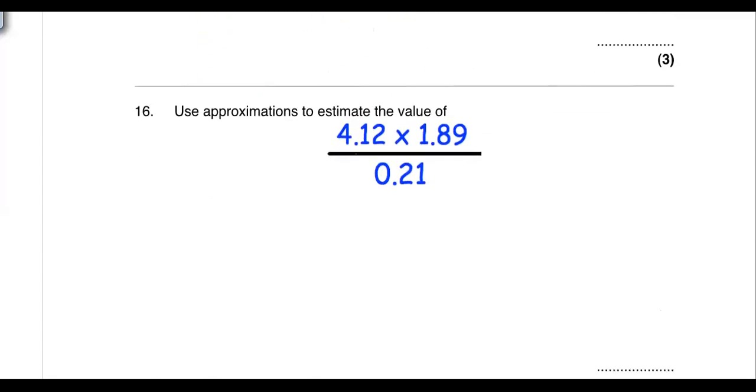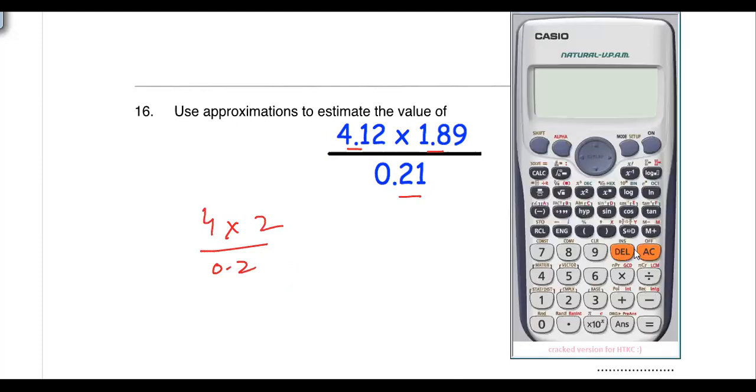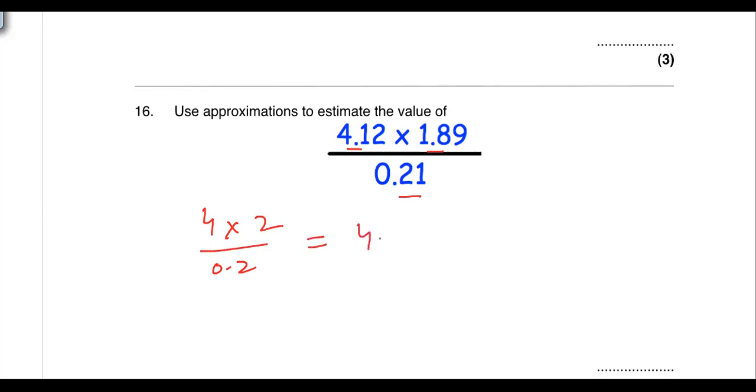Okay, this one again, round to one significant figure, it's 4. Round to one significant figure will be 2. Rounding to one significant figure will be 0.2. So if we calculate 4 times 2 over 0.2, that is 40. So I will say it's 40.